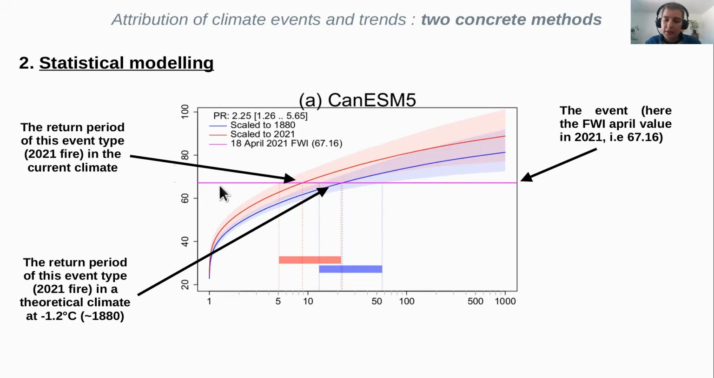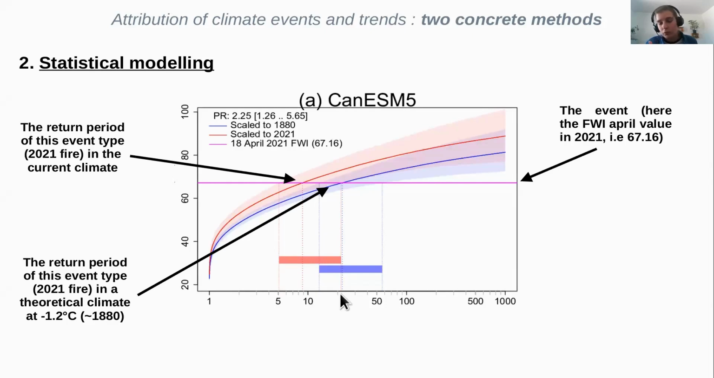To do so, you read the return time on the x-axis where your model crosses your event, first the red one, with the purple line right here. For the current world climate, the red curve, you have a return period of this 2021 event of 9 years. It means that currently, with global warming, you have a return period of such a 2021 fire of every 9 years. The same for the detrended world, a world without global warming influence, or at least without current warming. You read the return period where the blue curve crosses your event line right here.